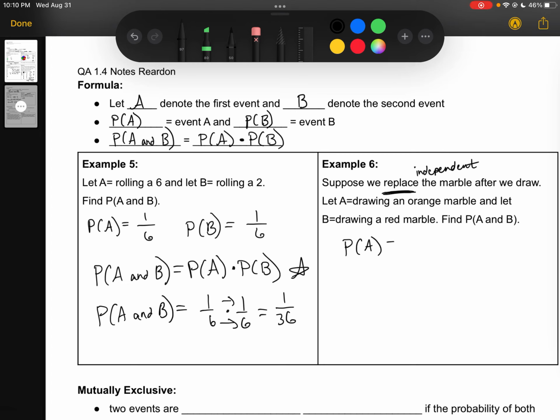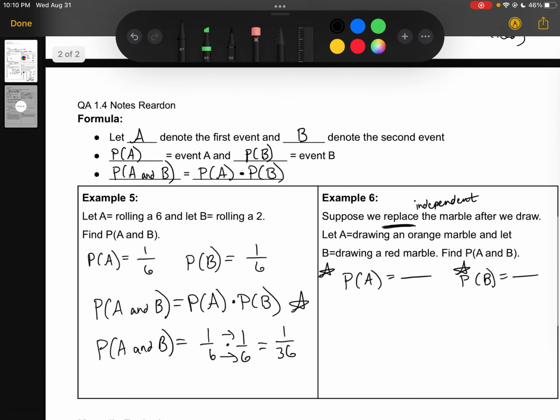So A is drawing the orange marble, and B is drawing the red marble. So let's refresh these probabilities. Go ahead, tell me what is the probability of A drawing an orange marble? And what is the probability of B drawing a red marble?